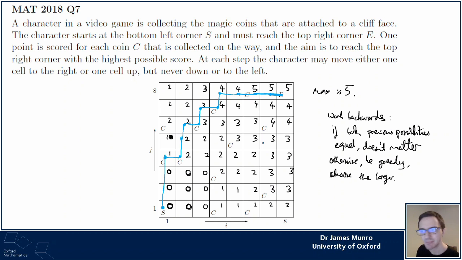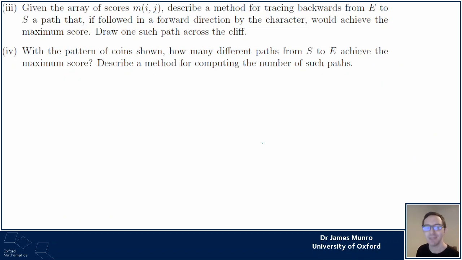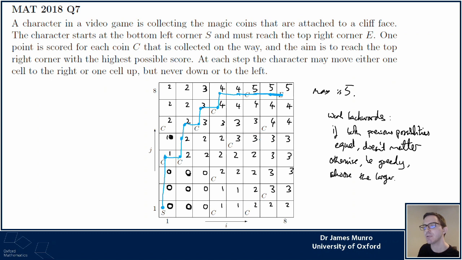Okay. Last part of the question asks, how many possible routes were there? It wants a method for computing that. So I suppose I like working backwards here, thinking about keeping track along that route of how many possible paths there were. Every time I've got options, I want to keep track of those numbers as well. So I suppose I could draw in a kind of grid of possibilities.